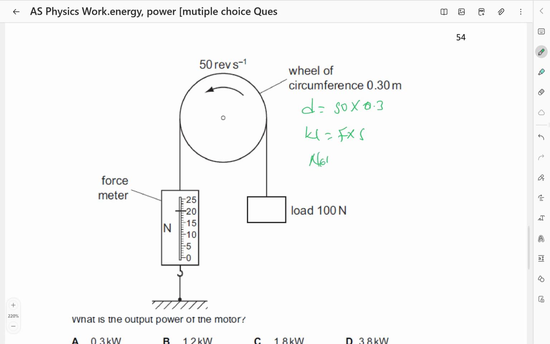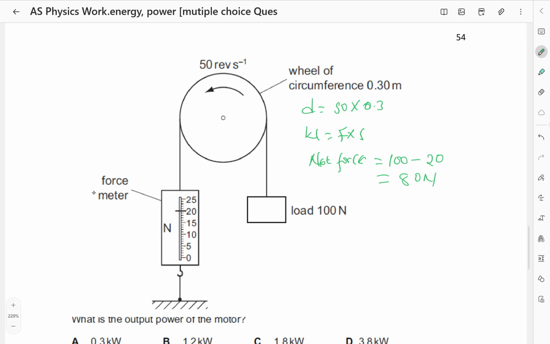The net force is the one which is going to cause movement of this. So the net force is going to be the load, which is 100 newtons, minus the reading from the Newton meter, which is 20, so I'll say minus 20. So this means the net force is going to be 80 newtons. The net force on the system is 80 newtons.